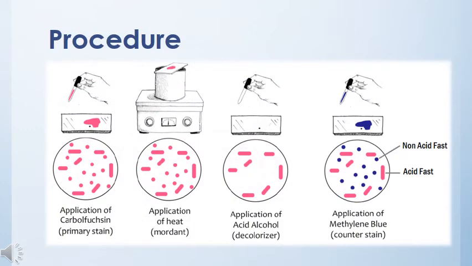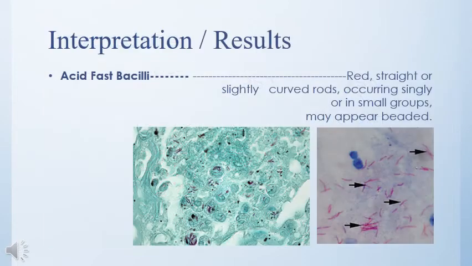So in the diagram, you can observe the important steps involved in performing ZN staining. First of all, apply carbol fuchsin. Then another important step is the heat, and after heating, decolorizer will be applied, and after decolorization, methylene blue or the secondary stain will be applied. So these are the important steps in ZN staining.